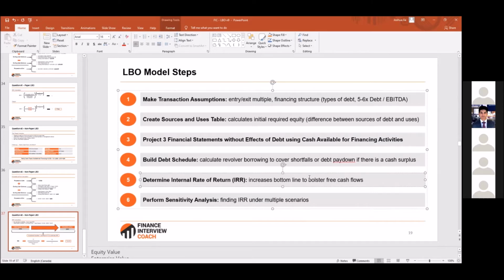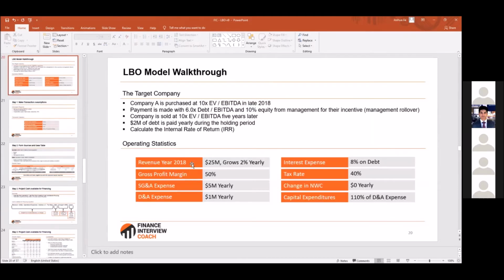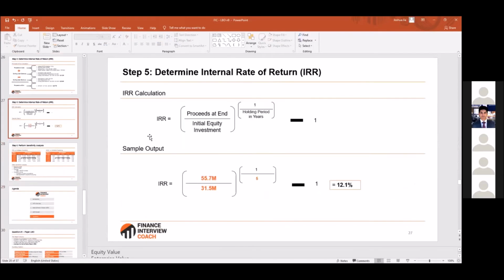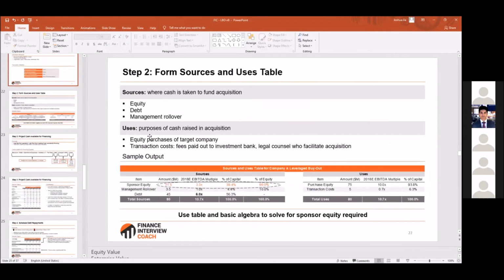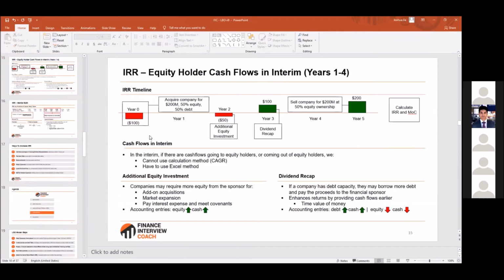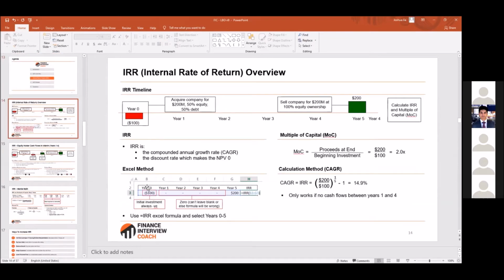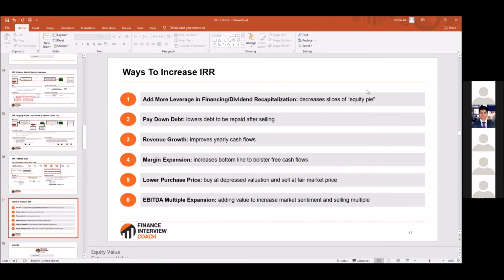Calculate IRR. IRR is actually pretty easy to calculate. You can think of it like, if I put in $100 in Excel, I could literally just go negative 100, 0, 0, 0, 0, 0, 200 in year 5, select the whole thing, equals IRR. Or I could use the good old compounded annual growth formula. But yeah, that's how you do it. You figure out what you put in, what you get out.